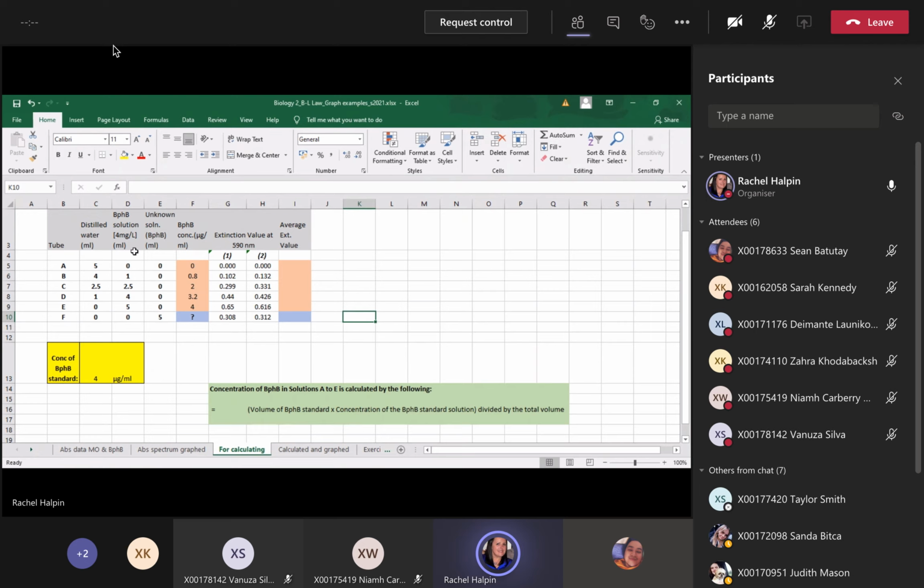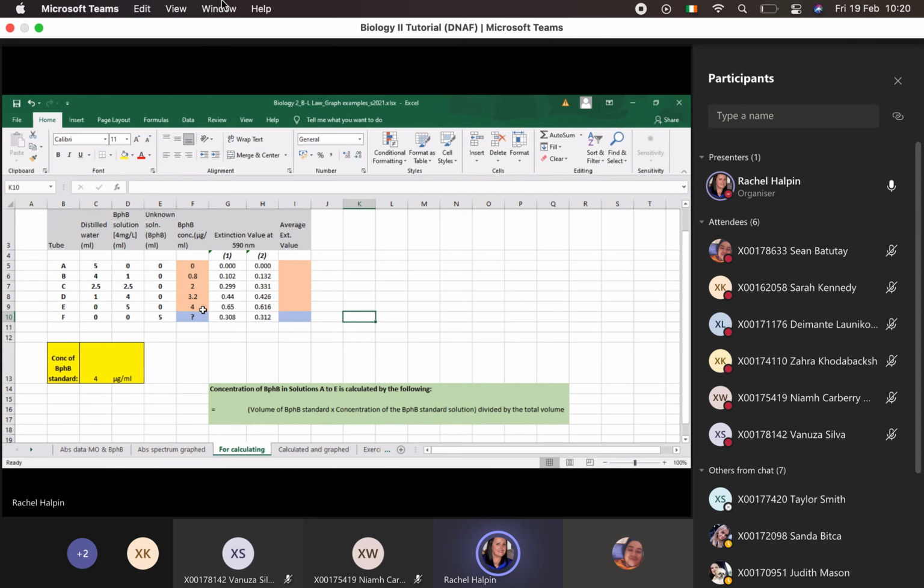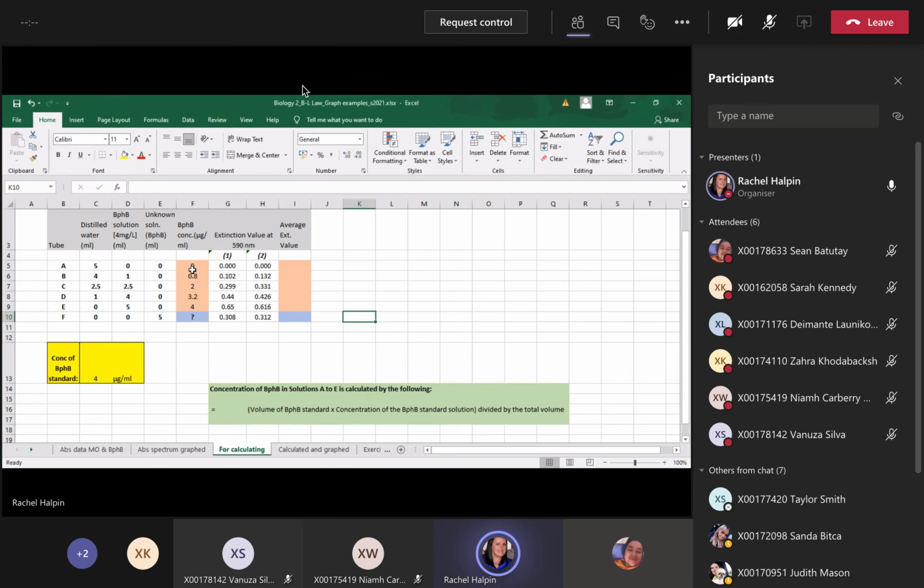Let me check that. Okay. So anyway, this is your concentration. So these are the numbers you're going to have on the x-axis. But you need to determine the average extinction values here. So this is really easy, okay?